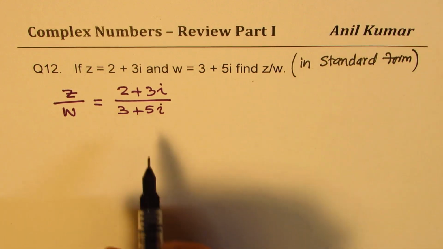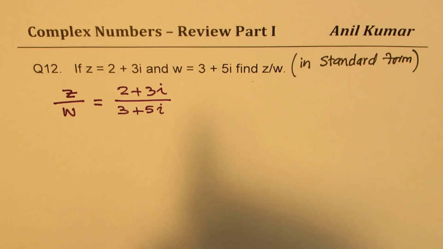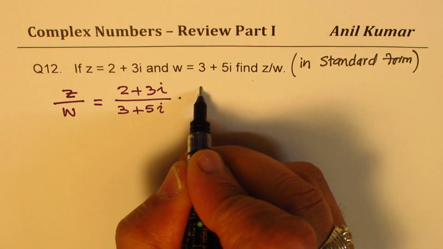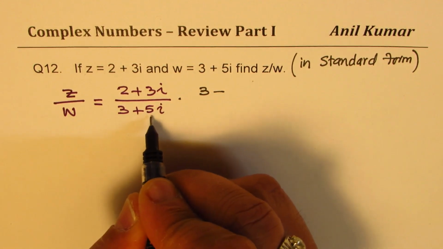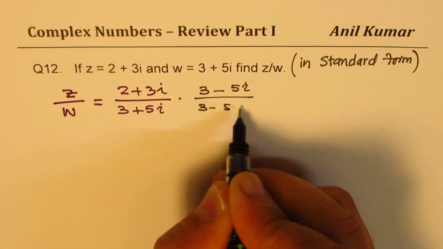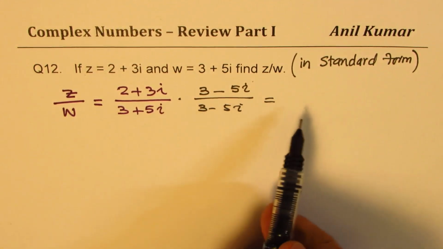Avoid writing a complex number in the denominator. So to get it in complex standard form, we'll rationalize, kind of: multiply and divide by its conjugate. So that is what we will do, right? So what do we get?